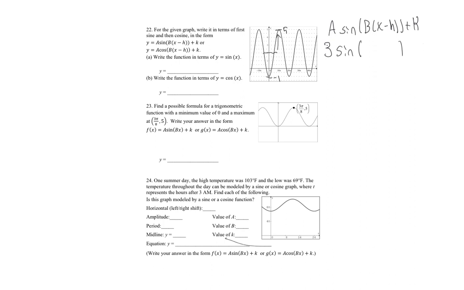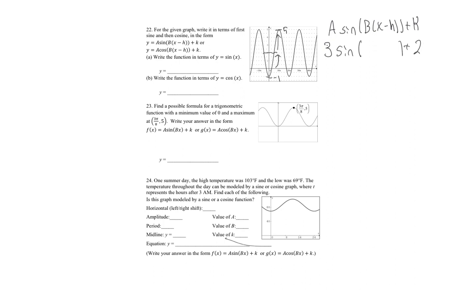But for our k, normally our midline, or the middle of our function, halfway up, is at 0. So if we're going from 0 and now it's at 2, that means our k is 2. Okay. So now our b.